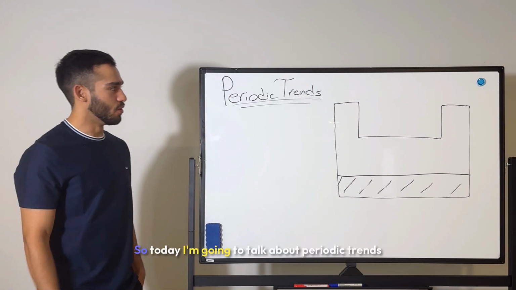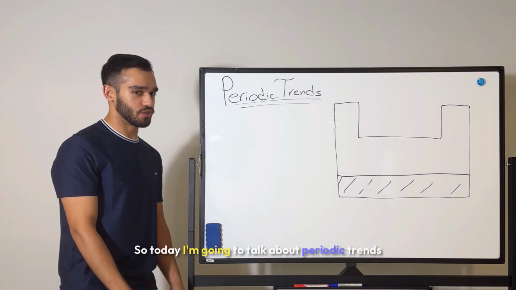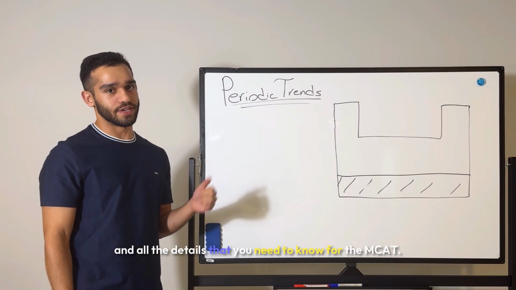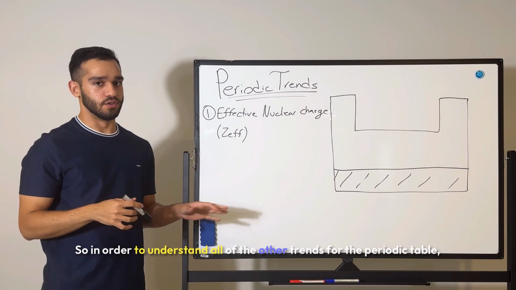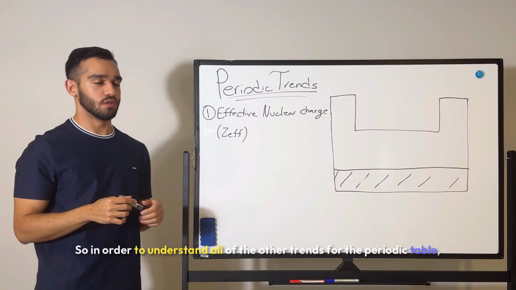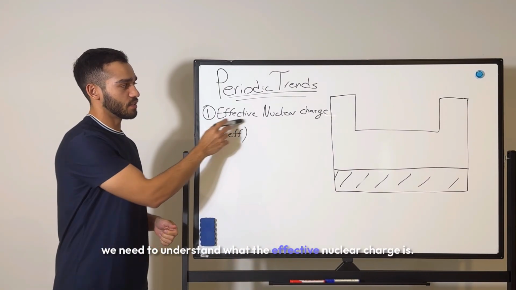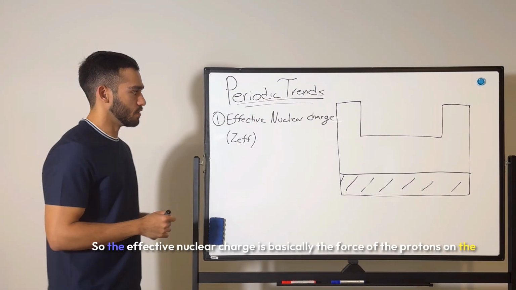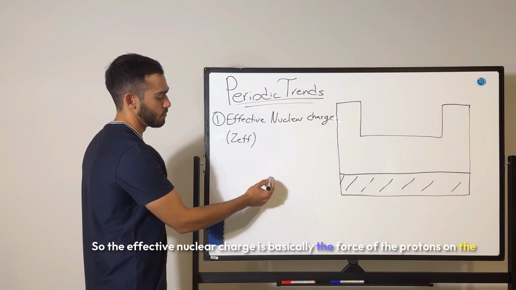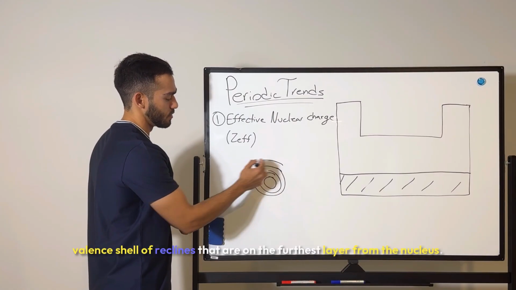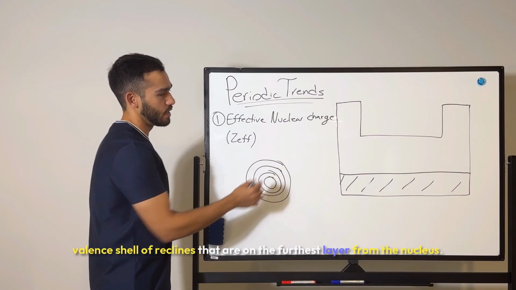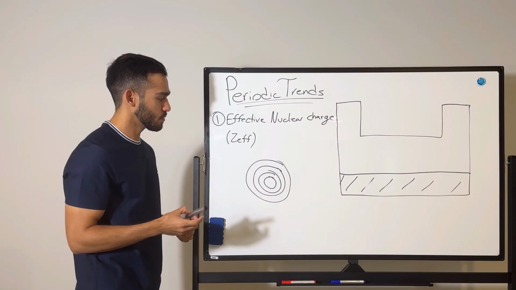Hello everyone. So today I'm going to talk about periodic trends and all the details that you need to know for the MCAT. So in order to understand all of the other trends for the periodic table, we need to understand what the effective nuclear charge is. So the effective nuclear charge is basically the force of the protons on the valence shell of electrons that are on the furthest layer from the nucleus.